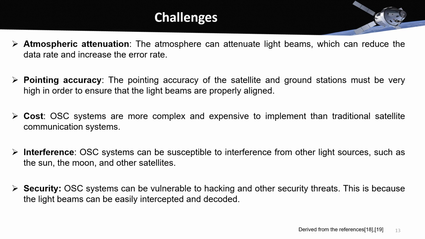OSS systems can be susceptible to interference from other light sources such as the sun, moon, and other sunlight. OSS systems can be vulnerable to hacking and other security threats. This is because the light beams can easily be intercepted and decoded.